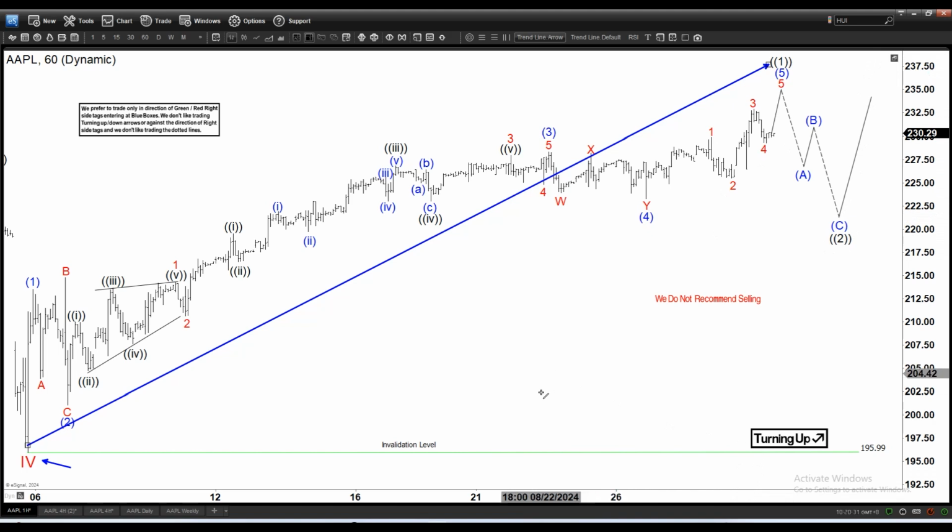So the bias is higher, right? But the arrow is still only black, not green yet. It's because it's very simple, because we have not broken above the previous wave 3.